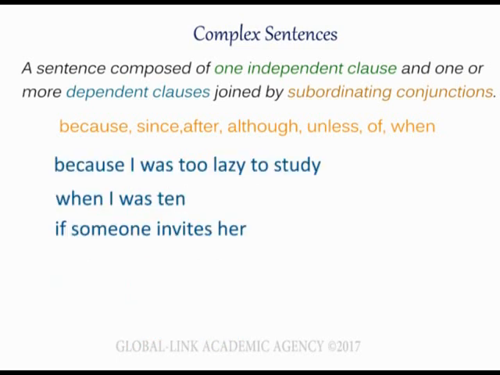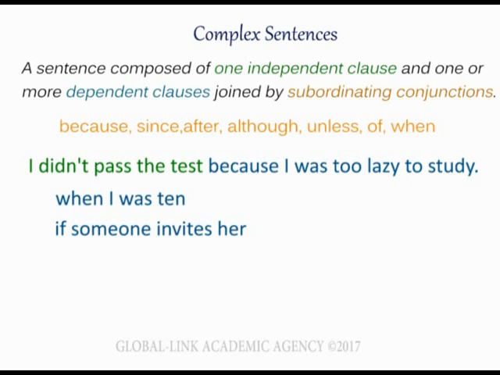Let's take a look at the following examples. I didn't pass the test because I was too lazy to study. What is the independent clause in this sentence? I didn't pass the test. How about the dependent clause? Of course, because I was too lazy to study. Because here is our subordinating conjunction.